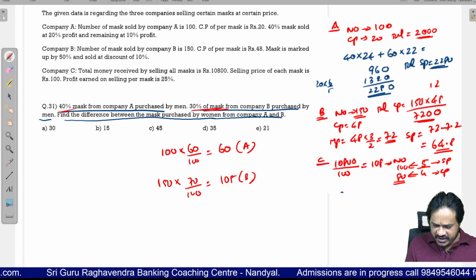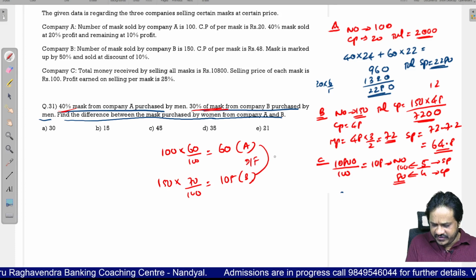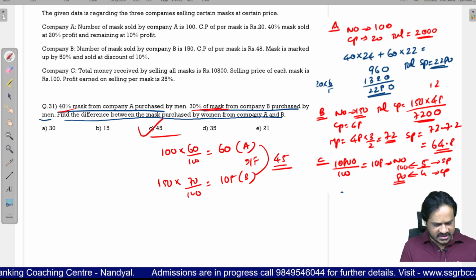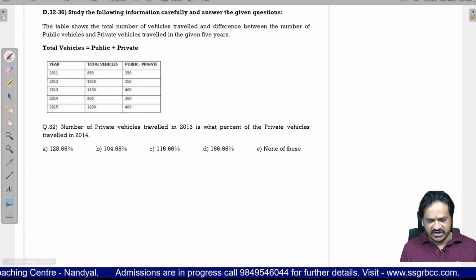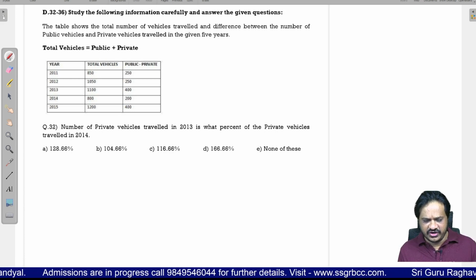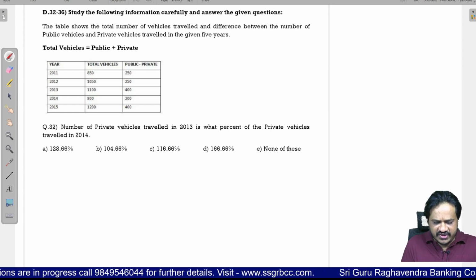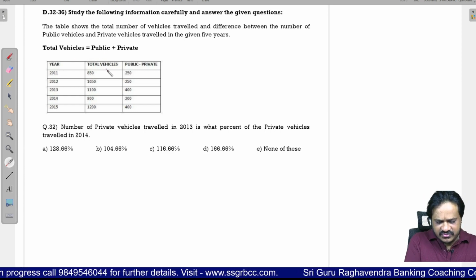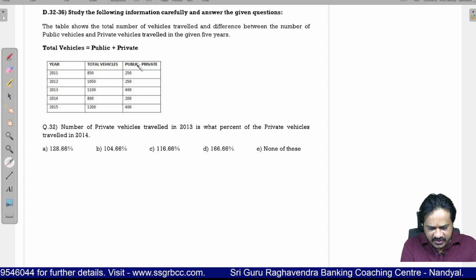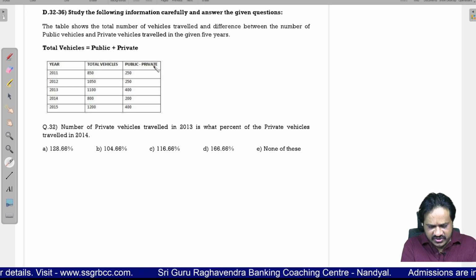So, we have to find the difference. What is the difference between 105 and 60? The answer is 45. Option 3 is the correct answer. Next one, questions 32 to 36. Study the following information carefully, then answer the question. Here we have the year, total vehicles, public and private. The difference is given for public minus private. That means public value is greater, private value is less.